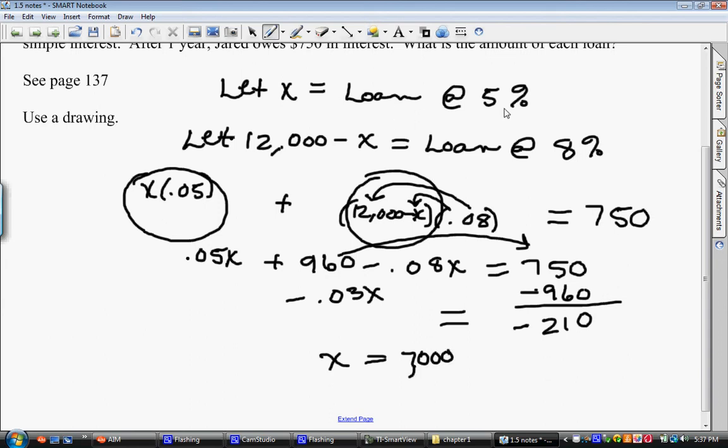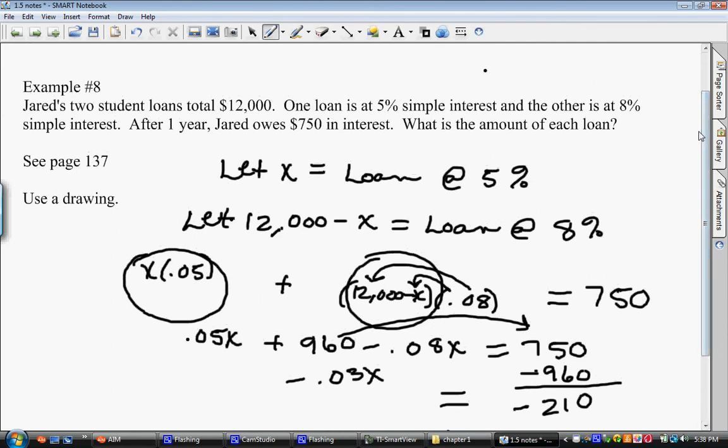Now you have to really be careful in the wording of these problems. I've seen a lot of problems that say things like, what is the amount of the loan at 8%? So they're asking you for this part of it, the 12,000 minus the 7,000. You have to be really careful and make sure that the answer you're giving is the answer that they're asking for.